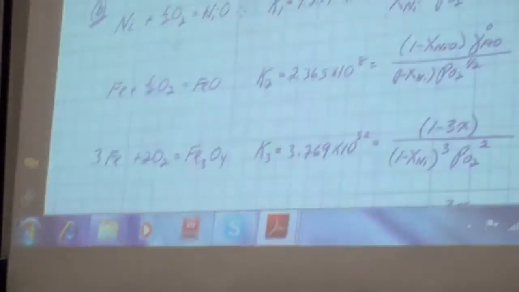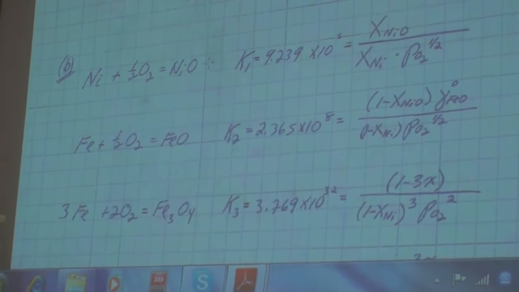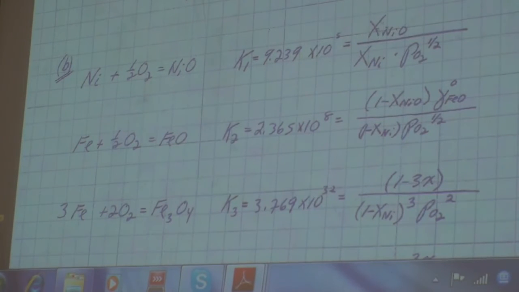Okay, to define those compositions there, you have to consider the data. You have the mole fraction of, so the nickel plus oxygen is NiO. You remember now you have the three phases: the metal phase, the monoxide phase, and the spinel phase. For this monoxide phase, we assume that its activity is equal to its mole fraction. We're assuming the activity of the nickel phase is equal to its mole fraction.